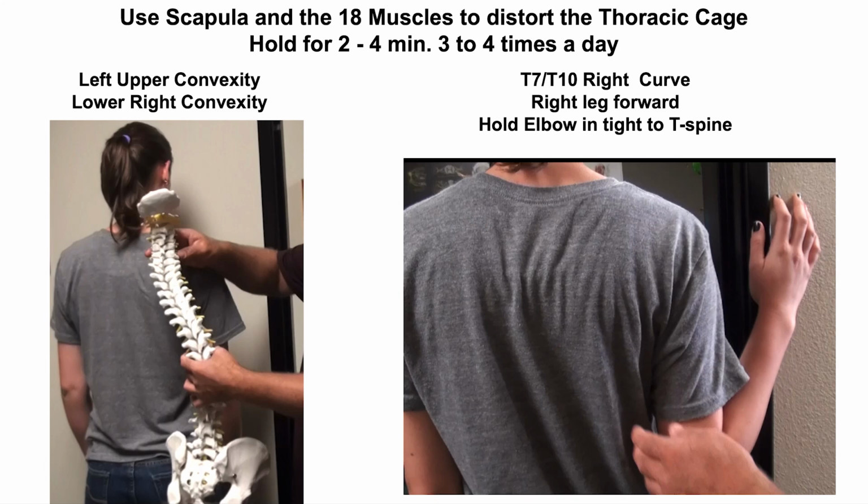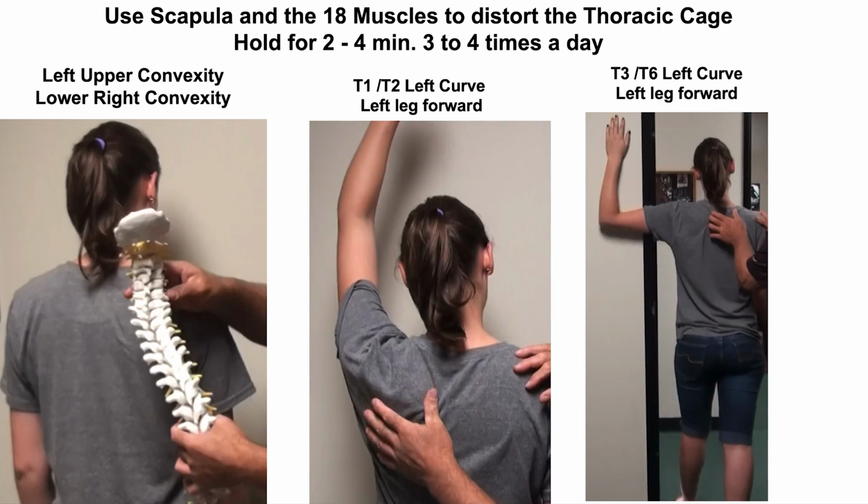Now, here's a great exercise for scoliosis. Now, imagine if you have a right thoracic scoliosis, we're going to use the scapula. So with the arm tight to the side, put it up against a wall and take a slight step forward. And that's going to force that thoracic area off to the side and make a huge difference. And they hold it for 2 to 3 to 4 minutes, 3 to 4 times a day, in a very, very simple exercise.